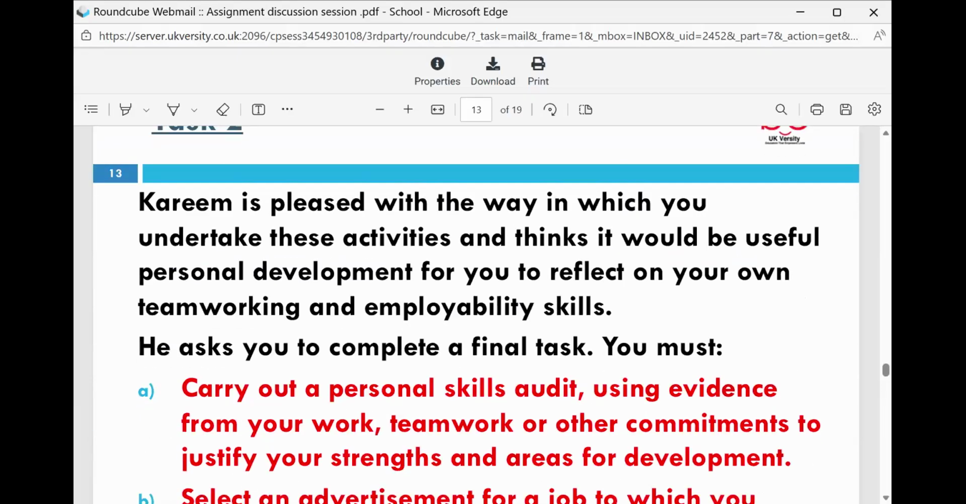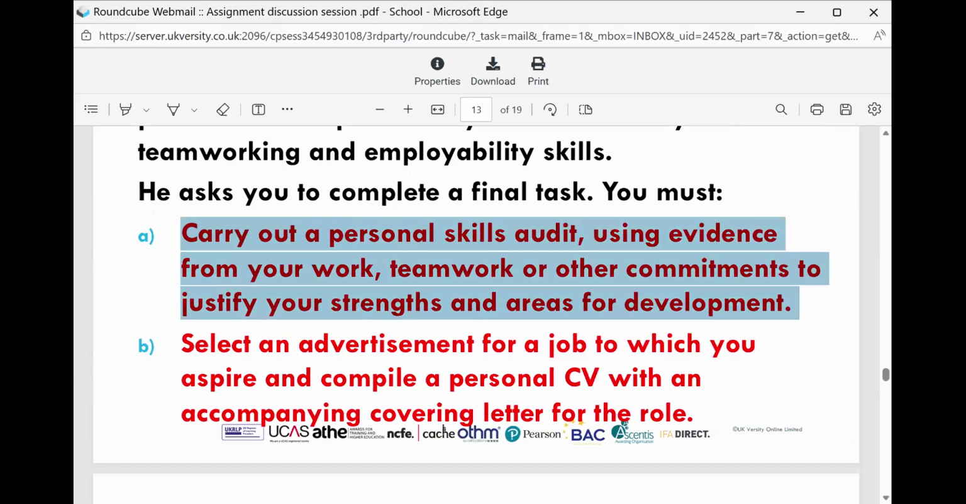Task 2. Kareem is pleased with the way in which you undertake these activities and thinks it would be useful personal development for you to reflect on your own team working and employability skills, and he asks you to complete a final task, okay? So this is task 2. He's asked you to carry out a personal development skills audit using evidence from your own teamwork or other commitments to justify your strengths and areas of development. That's the first part, and make sure you do not change the wording to that, okay?